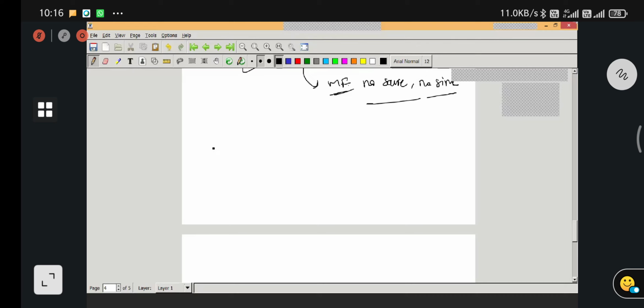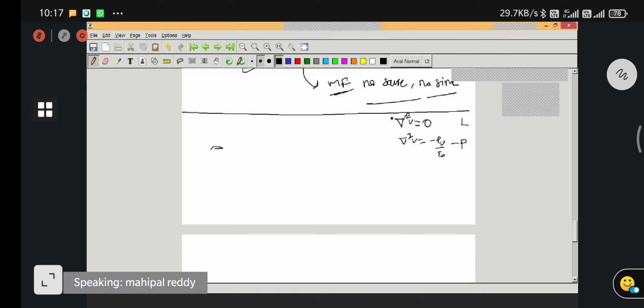We know the Laplace equation in electrostatics: del square V equal to 0. Next, del square V equal to minus rho V by epsilon. This is Poisson's equation. With rho V equal to zero, it is the Laplace equation.